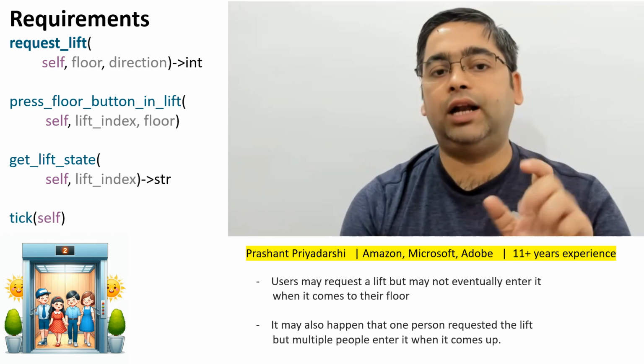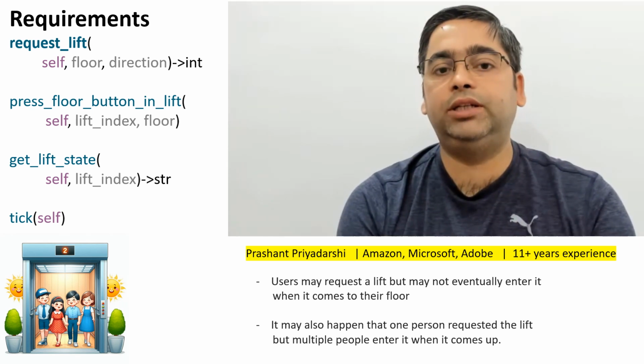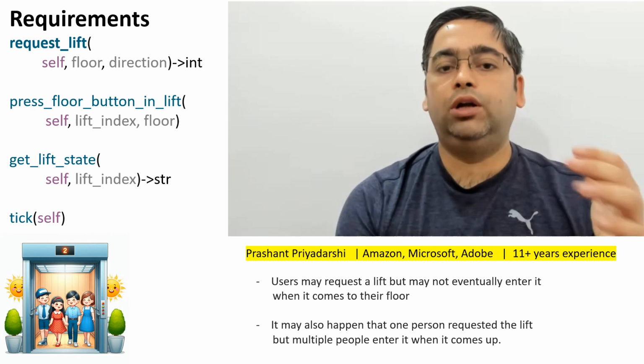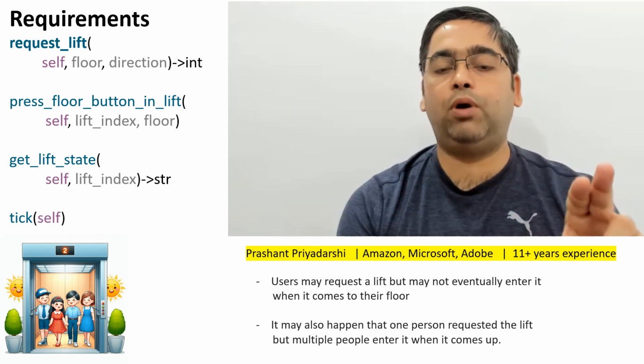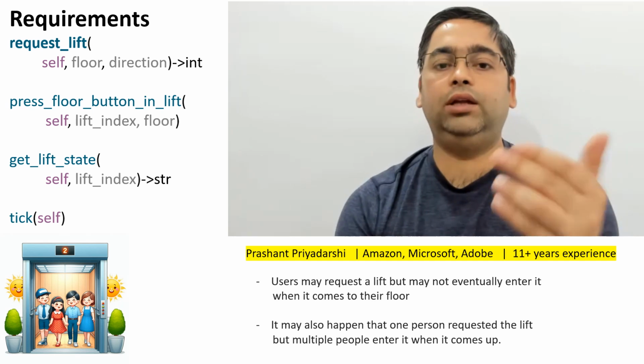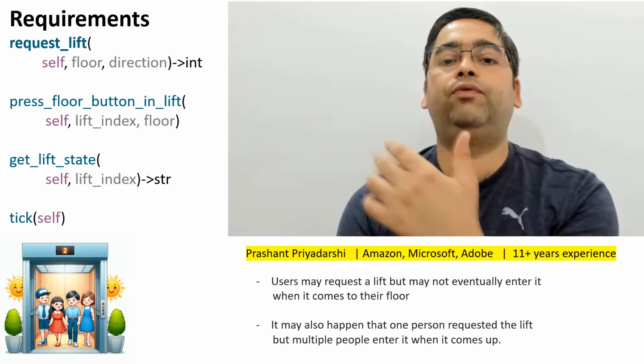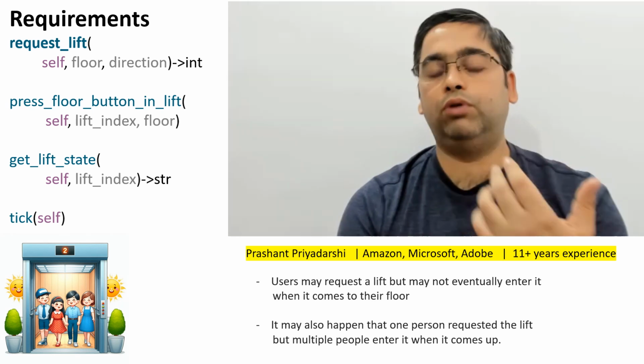The first thing that we do with an elevator system is we request the lift. So we are in the lift corridor. We go and press either the up or down button in front of any of the lifts, and we get a lift number, and we go and stand in front of the lift and wait for it to come to our floor.